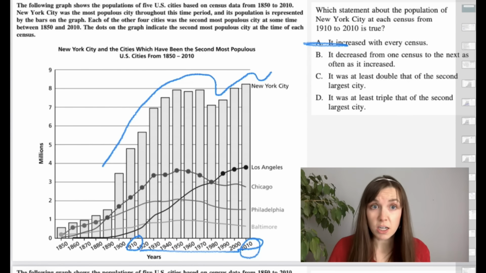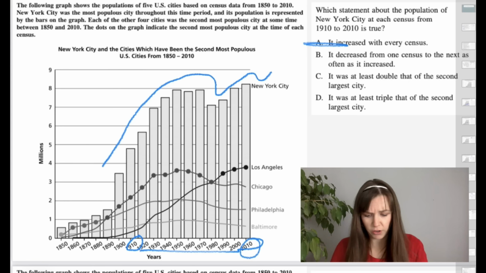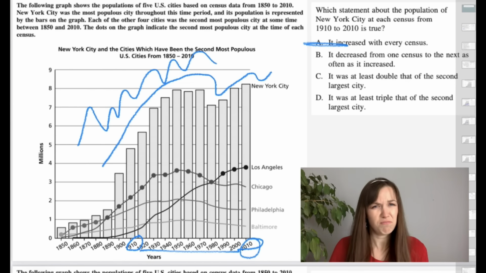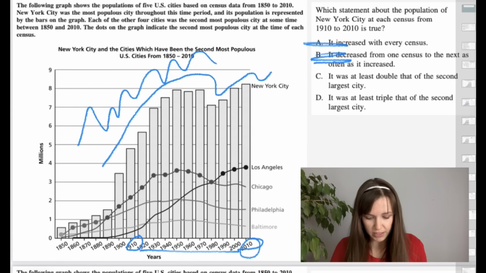B, it decreased from one census to the next as often as it increased. No, it didn't do that. Sometimes it increased, sometimes it decreased, right? C, it was at least double that of the second largest city. The second largest city would be the little dots, right? So all of these would be the second largest city. Is it at least double that? Well, let's take a look.